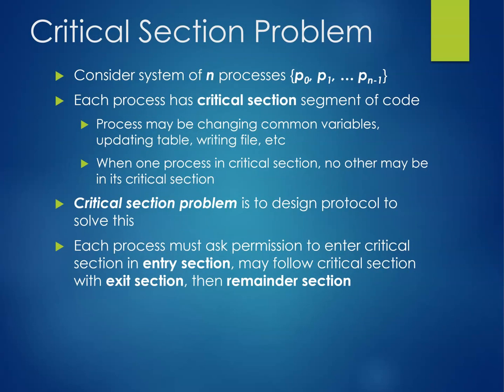So, in general, this is called the critical section problem. Basically, we consider a set of n processes, P0 through Pn-1. Each process has a critical segment of code. The process may be changing common variables, updating tables, writing files, etc., anything that's shared. So what we do is we have one process in the critical section, and no others can get in that section. The critical section problem is to design a protocol to solve this. Each process must ask permission to enter the critical section in the entry section. It may follow a critical section with an exit section and then a remainder section.